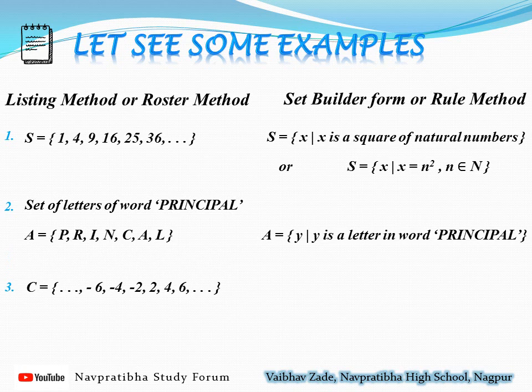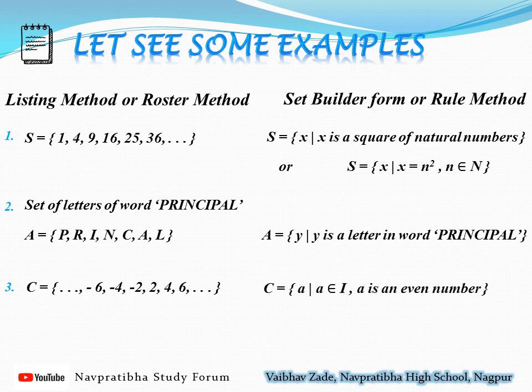Third example, C equals ..., -6, -4, -2, 2, 4, 6 and so on. Here the list has no start and no end; it comes from infinity and tends to infinity. What we see here, -6, -4, -2, 2, 4, 6, are all even numbers. They are integers, not natural numbers.